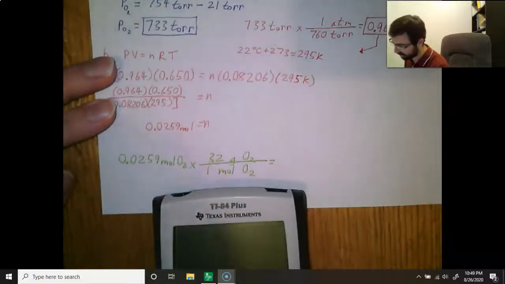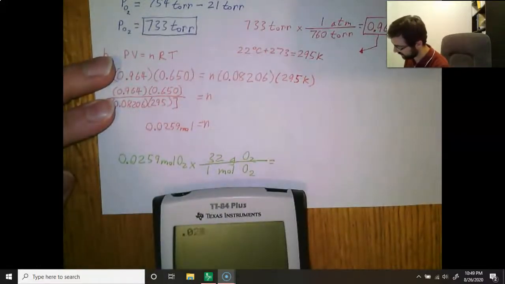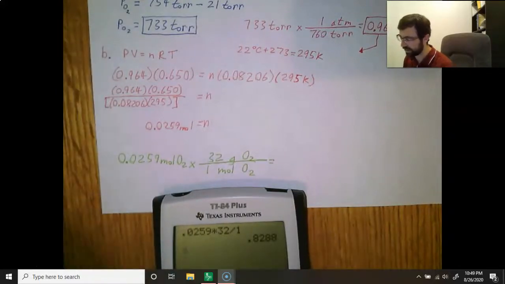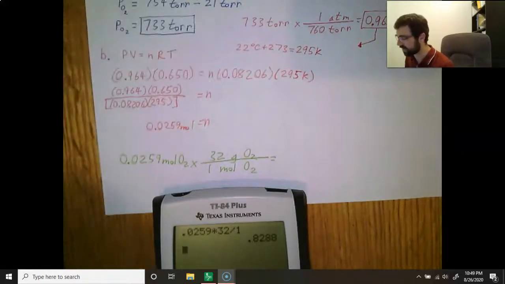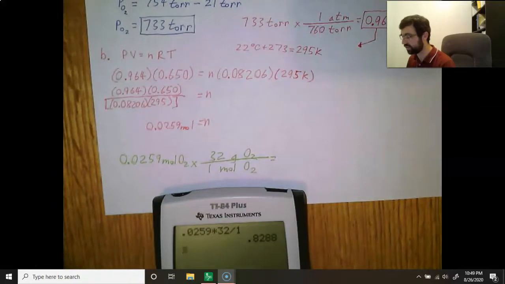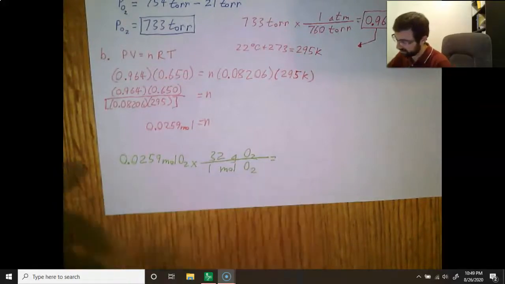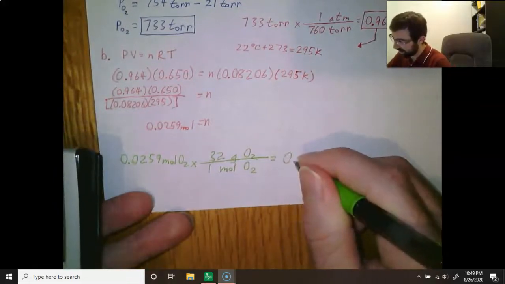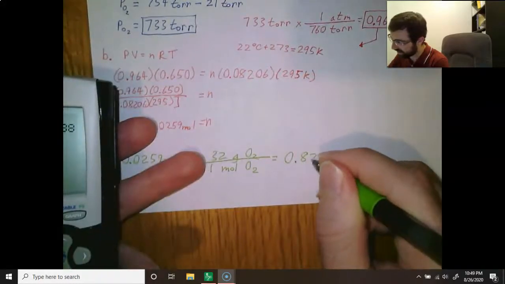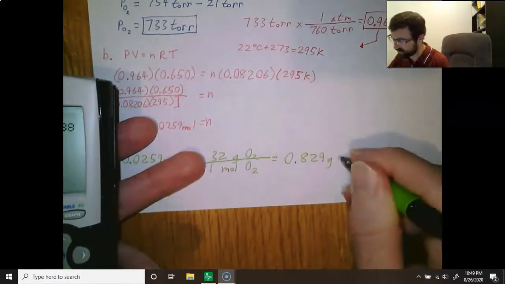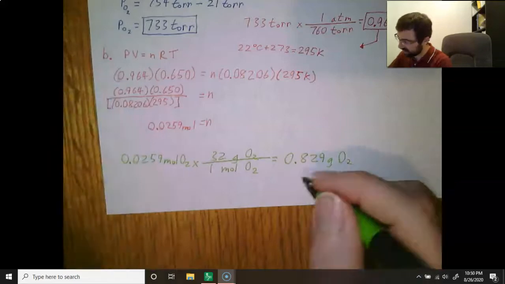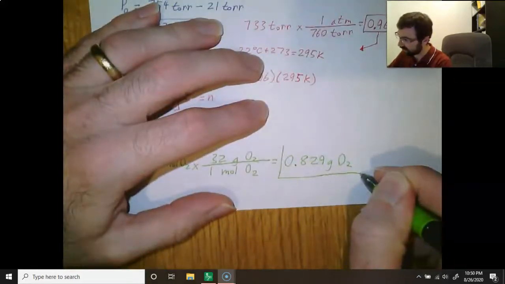So 0.0259 times 32 divided by 1 is 0.08288. I want to round to 3 significant figures, so it's 0.829. 0.829 grams of O2. Finally, our final answer for that question.